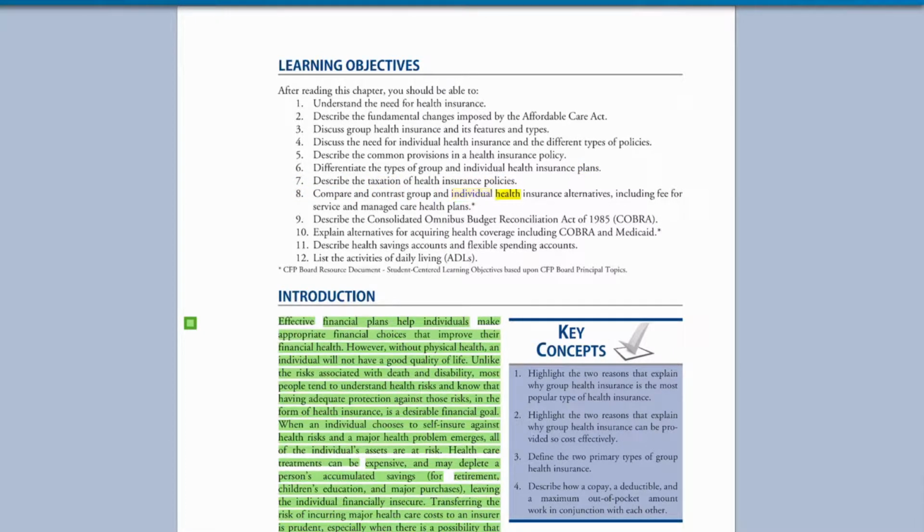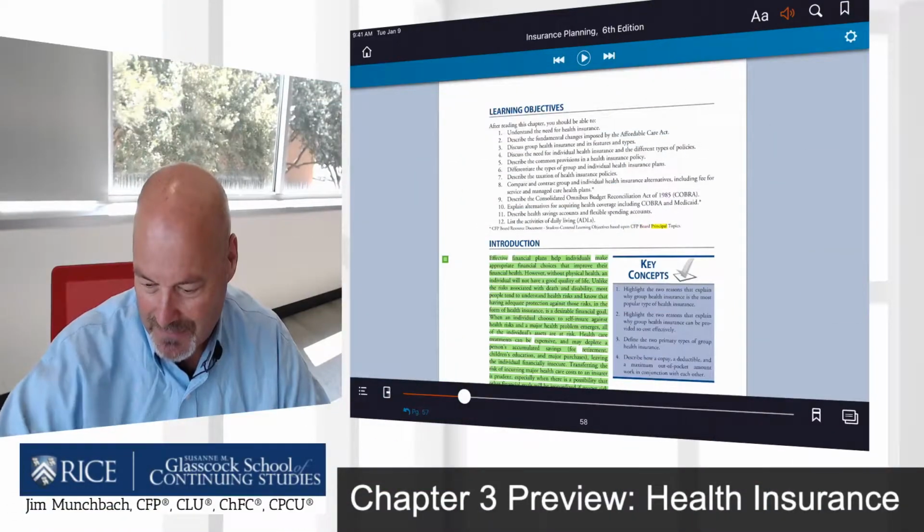8. Compare and contrast group and individual health insurance alternatives, including fee-for-service and managed care health plans. 9. Describe the Consolidated Omnibus Budget Reconciliation Act of 1985, COBRA. 10. Explain alternatives for acquiring health coverage including COBRA and Medicaid. 11. Describe health savings accounts and flexible spending accounts. 12. List the activities of daily living, ADLs. CFP Board Resource Document, Student-Centered Learning Objectives based upon CFP Board.